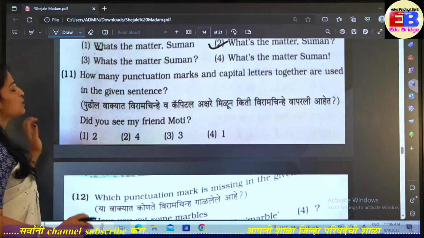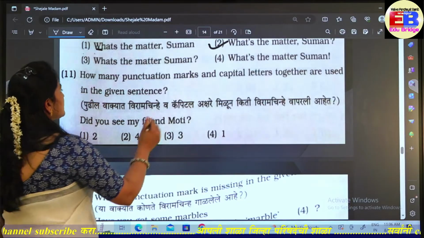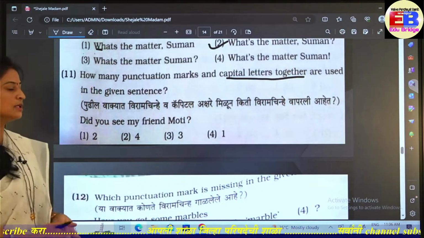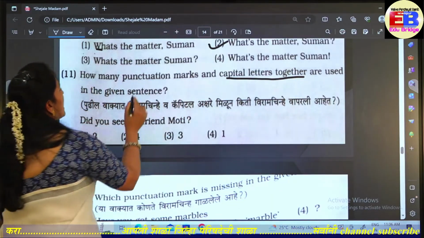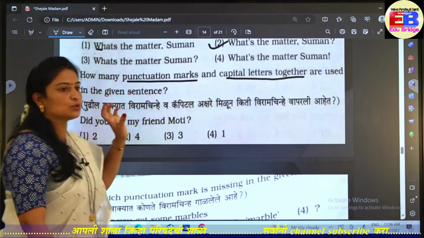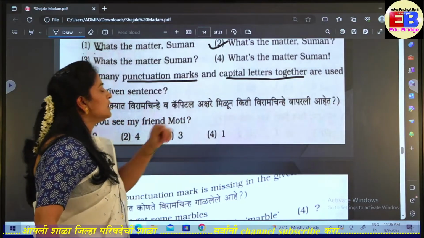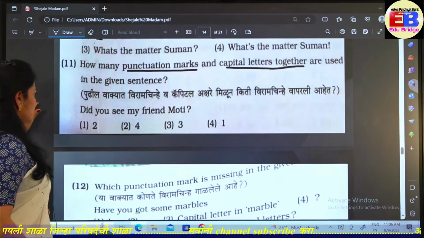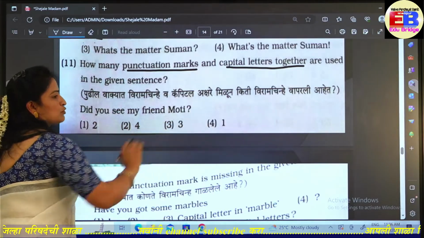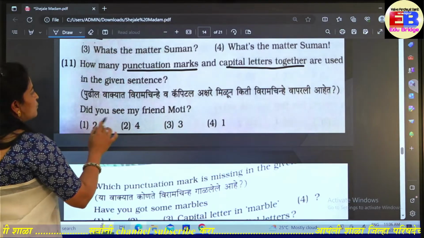Next, how many punctuation marks and capital letters together are used in the given sentence? Just see punctuation marks, capital letters together. इथं प्रश्न काय विचारलाय? How many punctuation marks and capital letters? दोन्ही विचारलेलं आहे. पंक्च्युएशन मार्क्स पण आणि कॅपिटल लेटर्स दोन्ही मिळूनच विचारलेलं आहे आपल्याला. तुम्ही फक्त इथे क्वेश्चन मार्क दिसतोय म्हणून लगेच एकच लिहिला जाऊ शकतो गडबडीनं, पण दॅट इज अ रॉंग. वी हॅव टू काउंट इट.